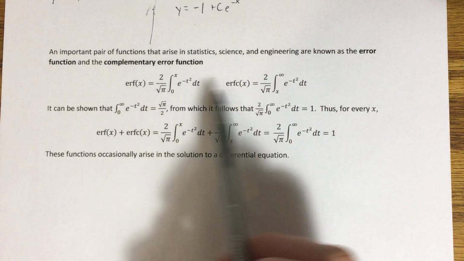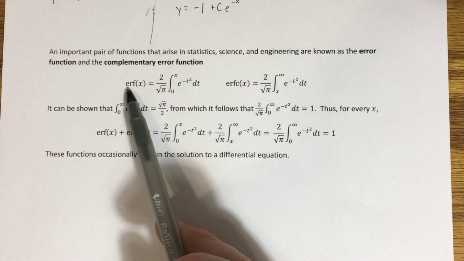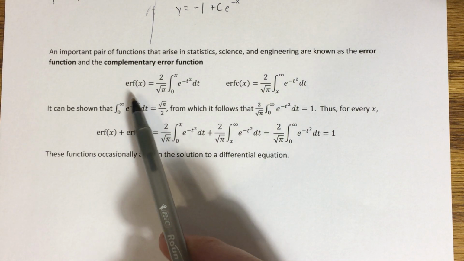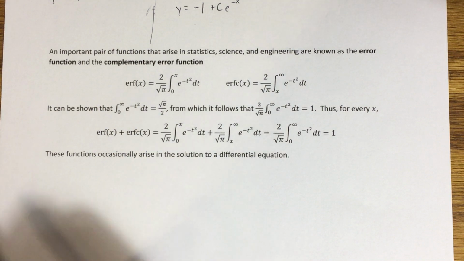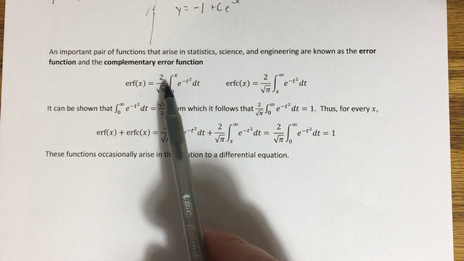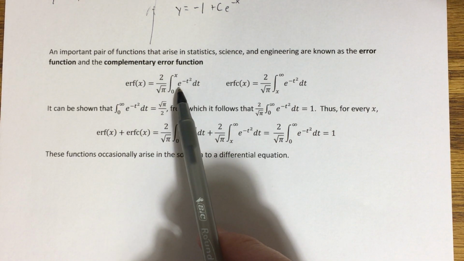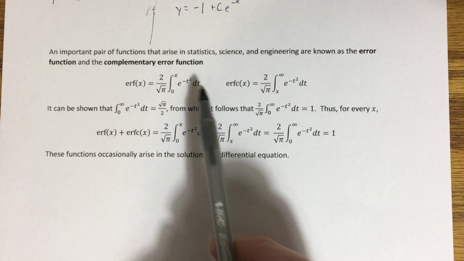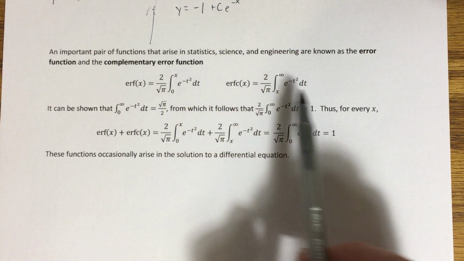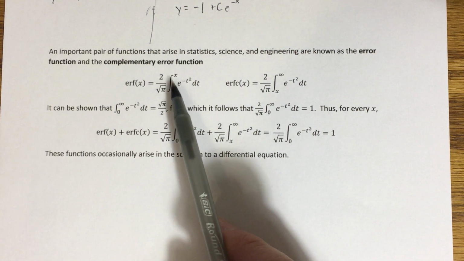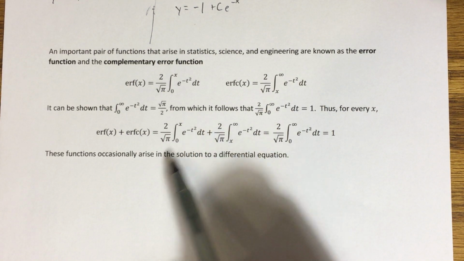So this is the way that we define the error function. We use this notation for it, erf of x. We like to call that erf. Sounds ridiculous, but that's what you'll usually hear a mathematician say, erf of x. It's equal to 2 over the square root of pi times the integral from 0 to x of e to the negative t squared dt. The complementary error function looks almost identical. The only thing that changes are these limits of integration. Instead of going from 0 to x, it goes from x to infinity. But it's otherwise the same.